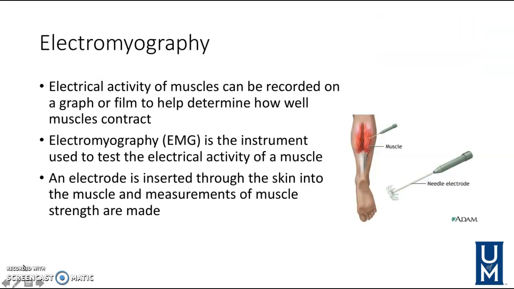Here I want to briefly mention electromyography. This is the electrical activity of muscles that can be recorded on a graph to determine how well these muscles are contracting. So different specialists may use this to see what is the muscle potential here. So an electromyograph is the instrument used to test the electrical activity of the muscle. They actually insert an electrode into the skin in the muscle to measure the muscle strength.